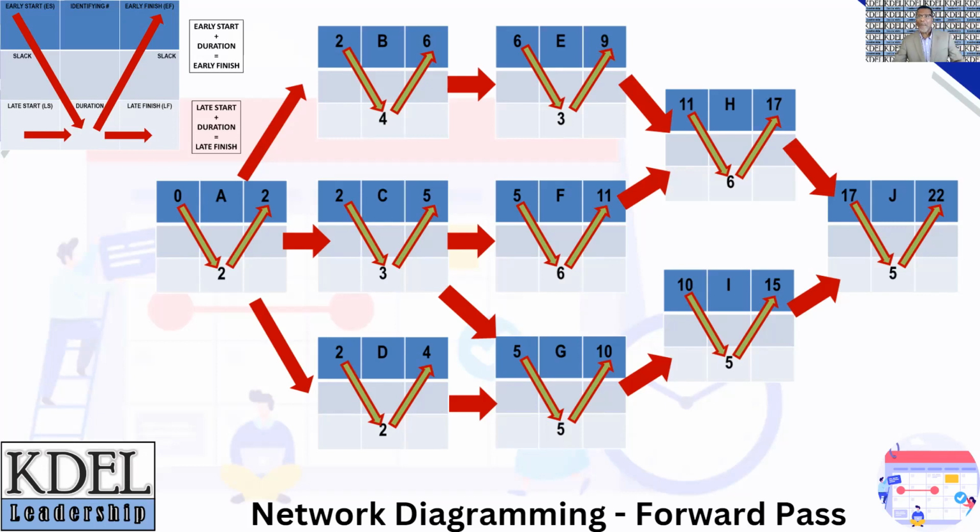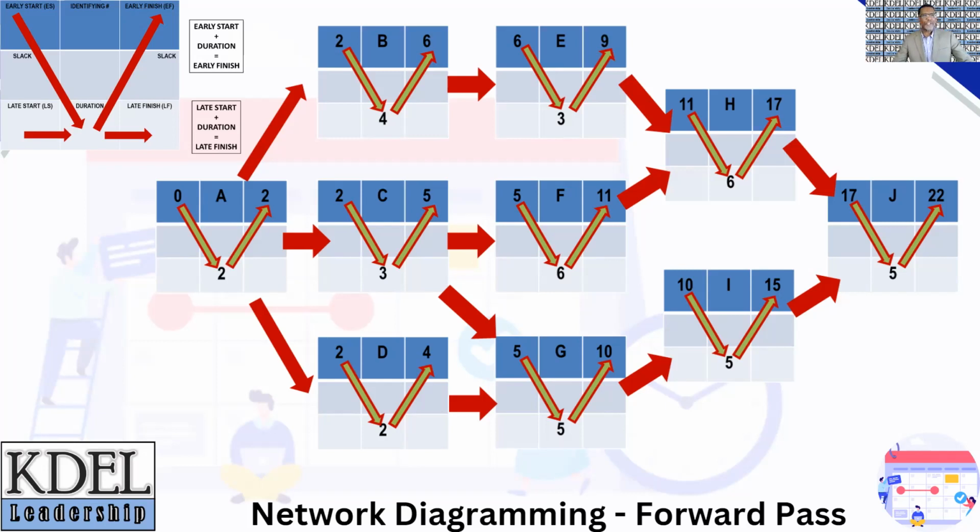To continue on this forward pass, activity B, for instance, has a duration of 4 weeks. So it will be completed by the end of week 6, which is 2 plus 4, right? Activity C has a duration of 3 weeks, so it will be completed by the end of week 5, which is 2 plus 3. And activity D, which has a duration of 2 weeks, will be completed by the end of week 4, which is 2 plus 2. This sequence is repeated for all the activities going forward until we arrive at the last activity, which we all can see is activity J.